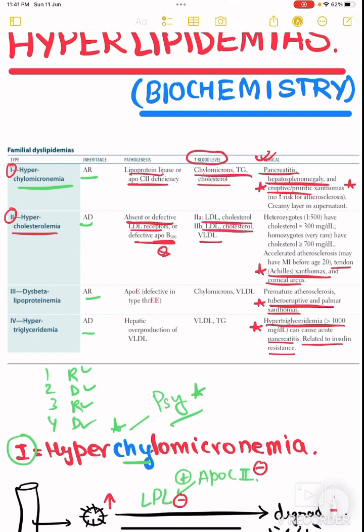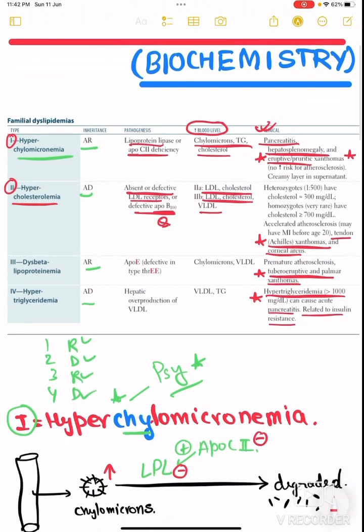So what will increase? LDL, cholesterol, VLDL. In heterozygotes, there will be approximately 300 milligram per deciliter cholesterol, and in homozygotic disorders, the cholesterol amount will increase very much above 700. Accelerated atherosclerosis will be seen, and MI can be seen before 20 years of age. And I have already said that Achilles tendon xanthomas and corneal arcus indicate type 2 hypercholesterolemia.